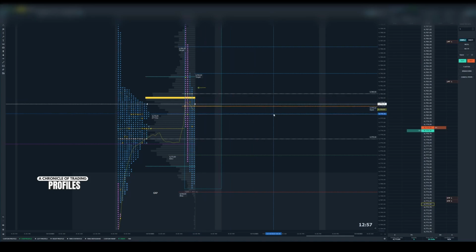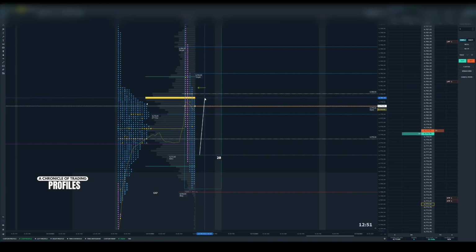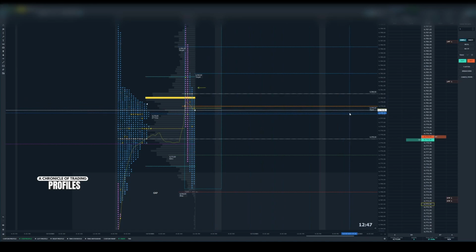And as I'm recording this, the F period is breaking up over that C period high or the B period high. So I'm regretting my target adjustments.